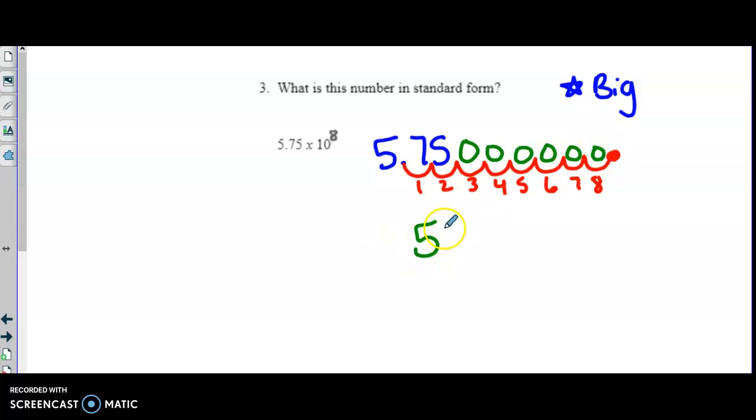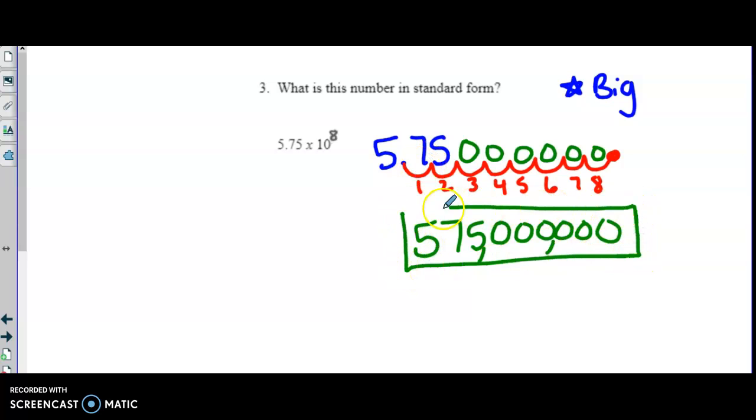So I could rewrite this as 5, 7, 5, 1, 2, 3, 4, 5, 6 zeros. And let me go ahead and put my commas in there. So 575 million. That is a really big number. So this is going to be my answer.